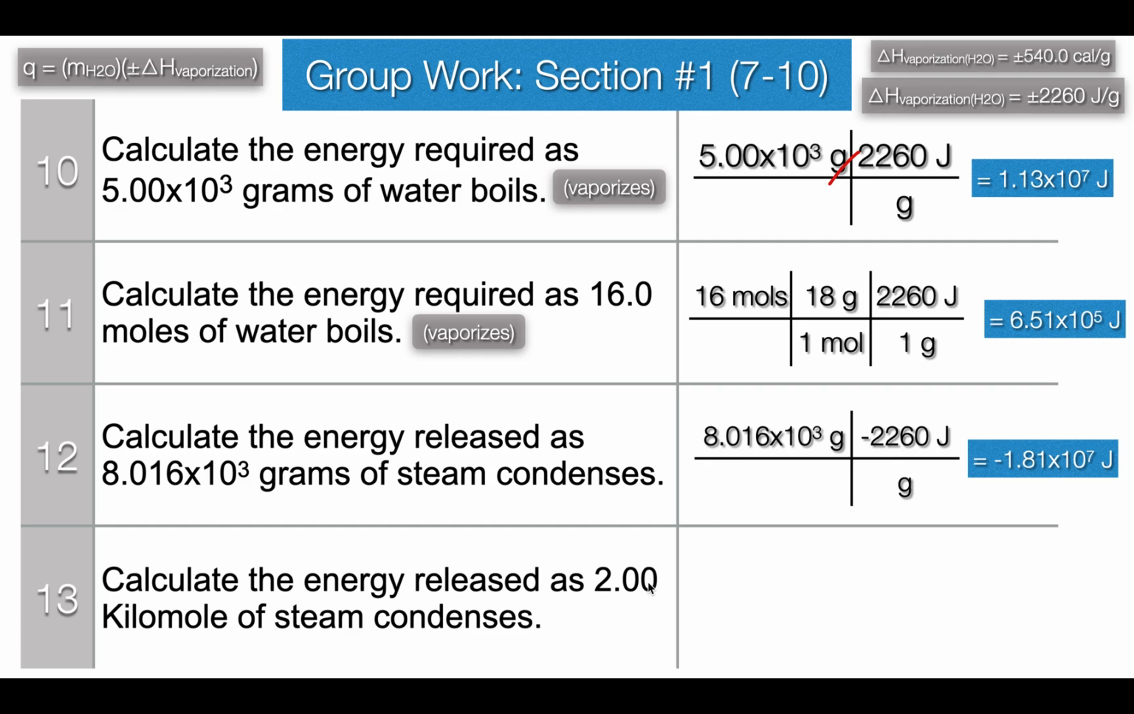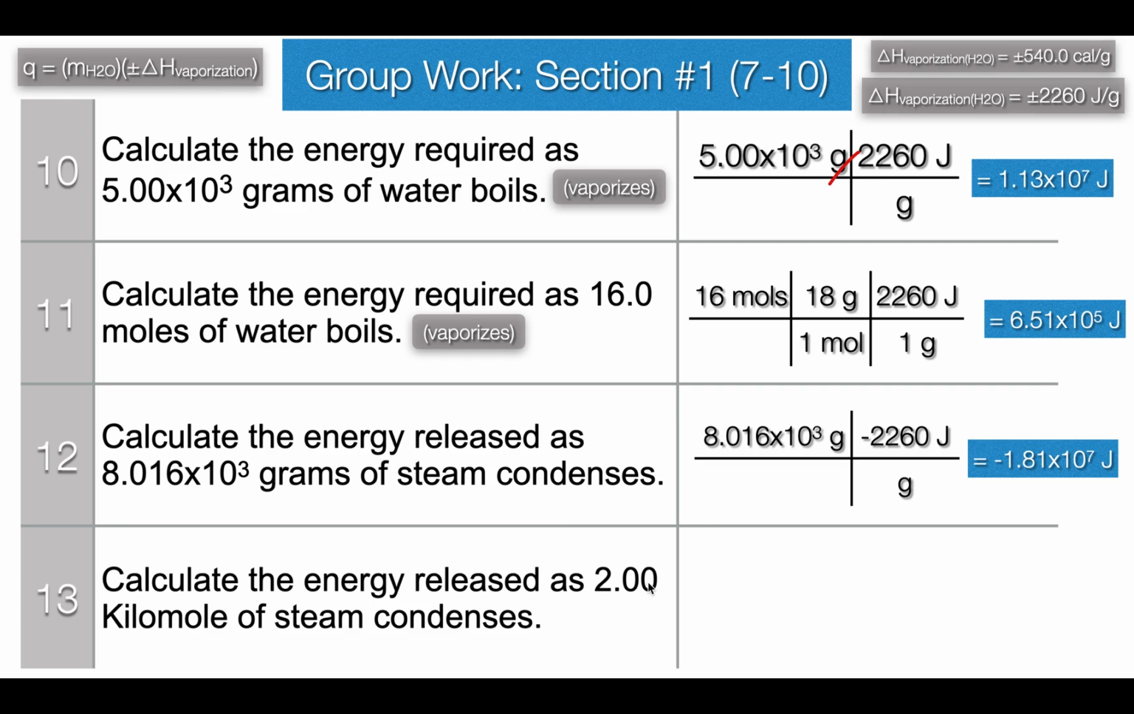So we're going to have our mass, 8 times 10 to the third grams. And now we're going to have a negative delta H because we're going the opposite way. We're getting cooler. And that gives us a negative 1.81 times 10 to the 7th joules.